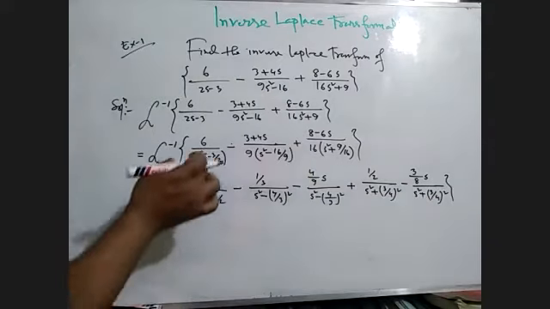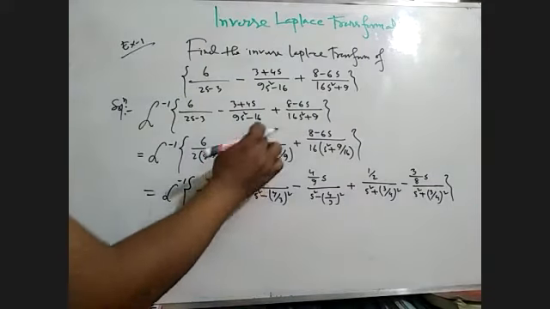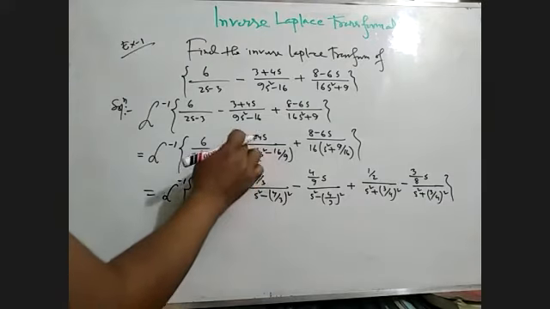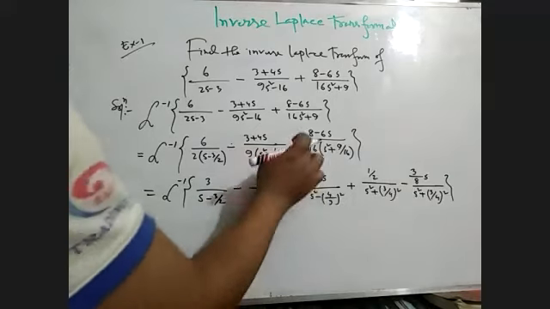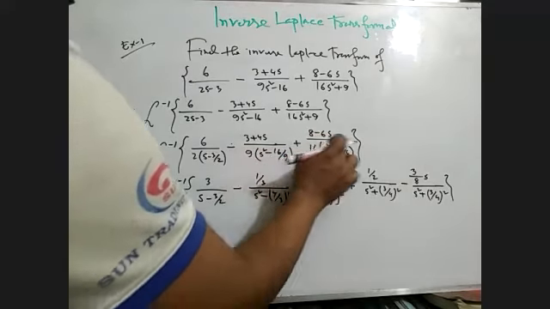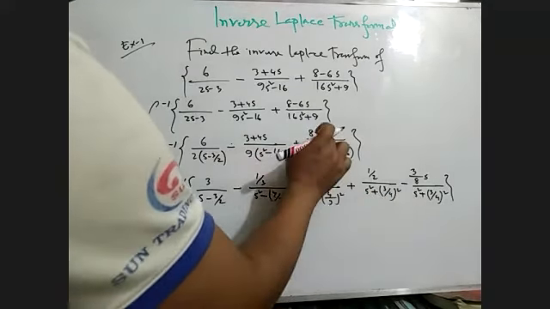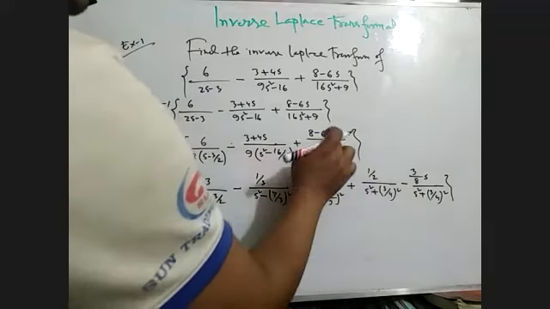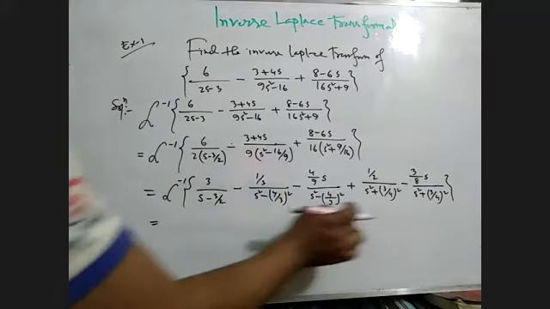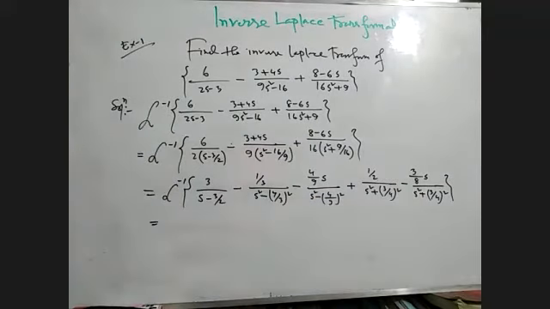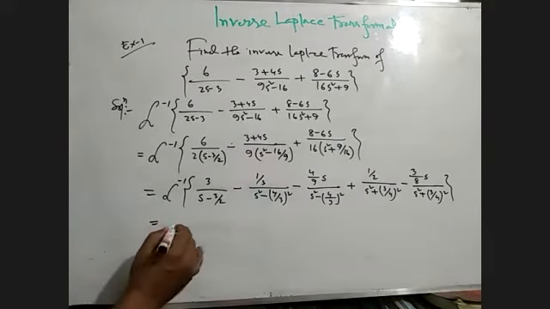This is the first term, and from here we get 2 terms: 1 by 3 divided by this, and minus 4s divided by this. Then from here another 2 terms: 8 divided by this whole, and minus 6s divided by this. So there are how many terms? 5 terms here.